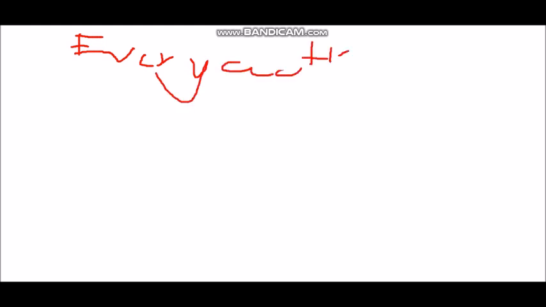Now for Newton's third law of motion. Every action has an equal and opposite reaction.